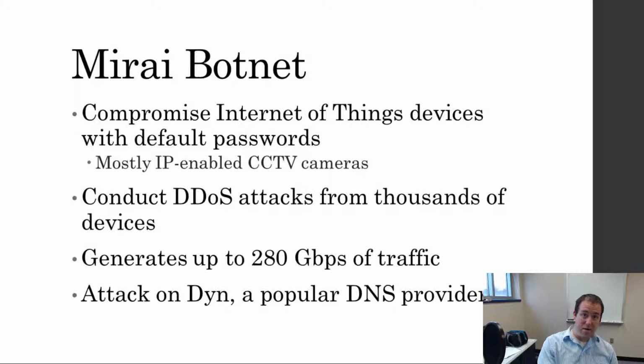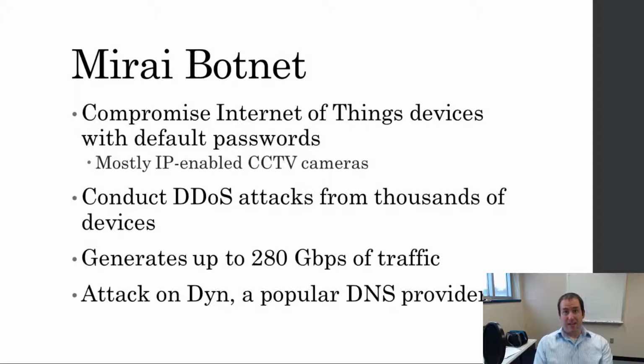The first major one was against the Krebs on Security blog and his website, because he writes stuff about security, and people who do shady things and illegal things on the internet tend not to like that. And the biggest and most widely influential attack that originated from this Mirai botnet was on Dyn, the popular DNS provider. And that affected Netflix, that affected Box.com, that affected a lot of websites.